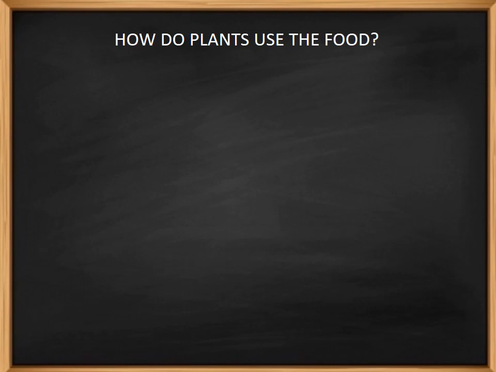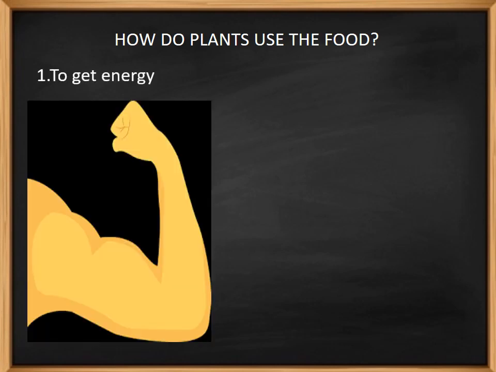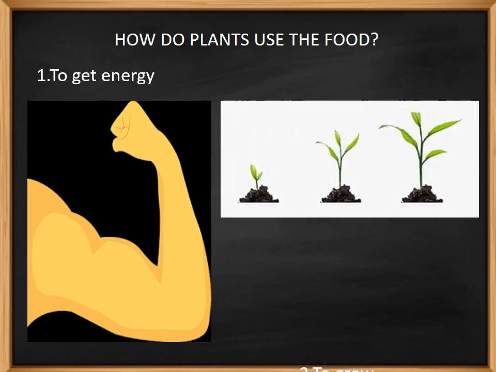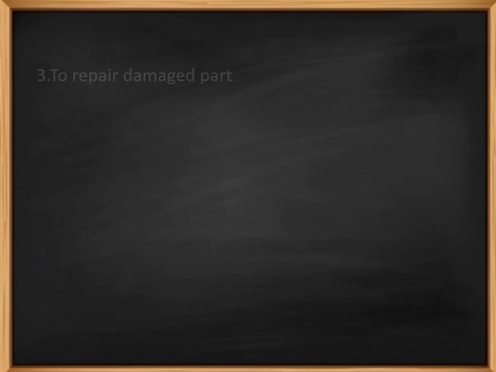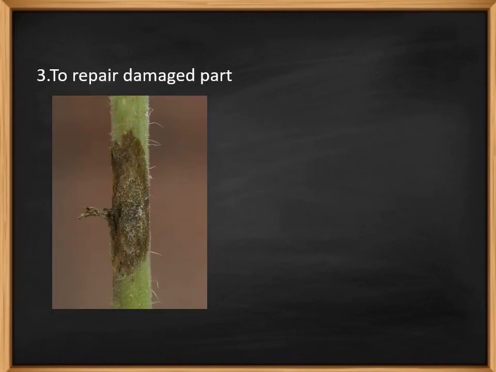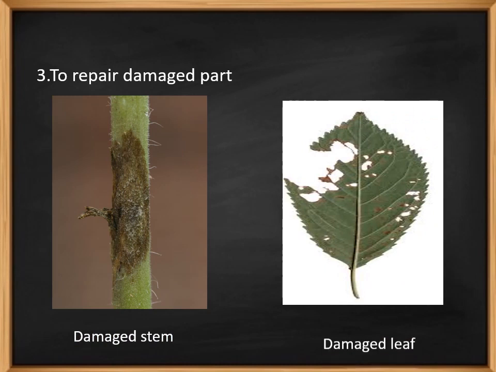Now, let us see how do plants make use of the food made by the leaves. First one is to get energy. Second, for their growth and development. The energy that plants get from the food, they use it to repair their damaged part, like damaged stem and damaged leaves.